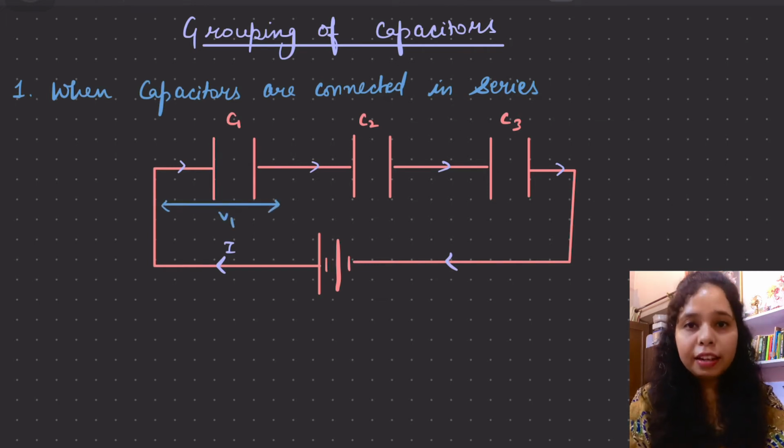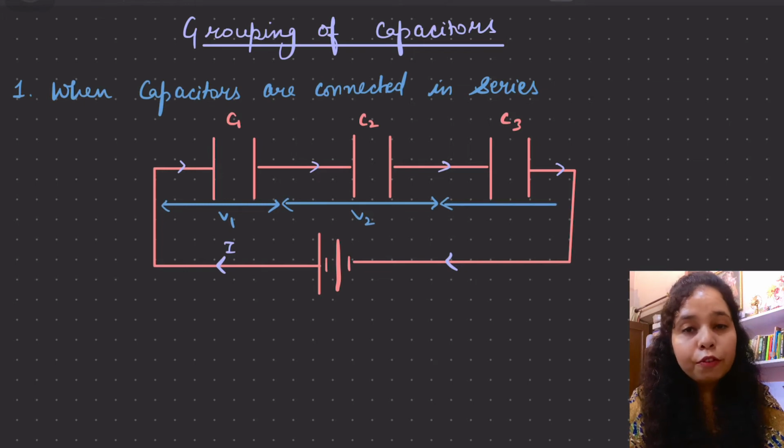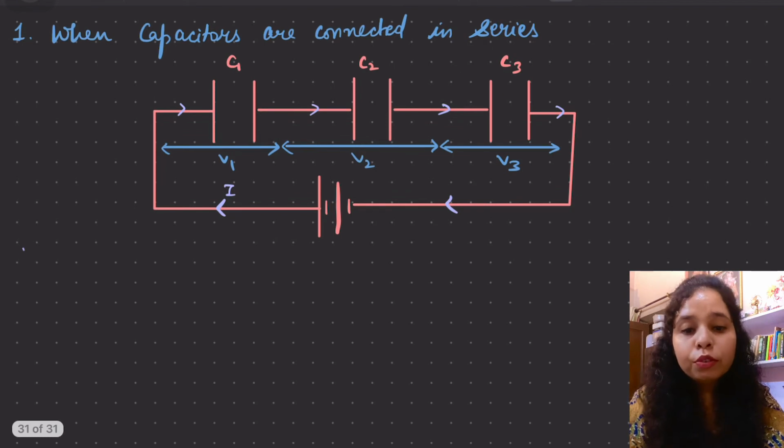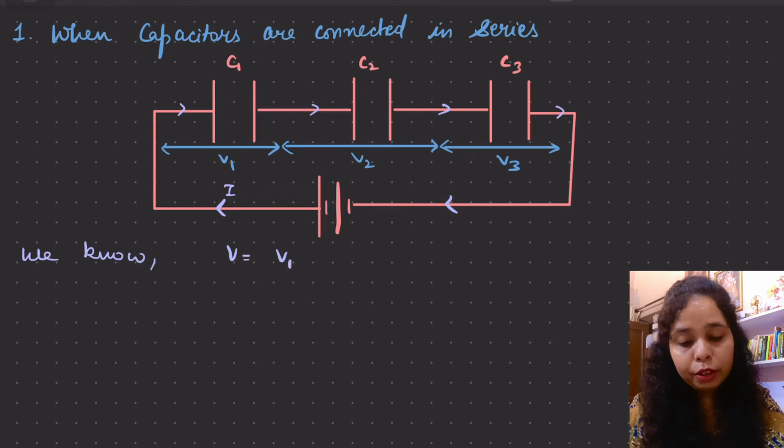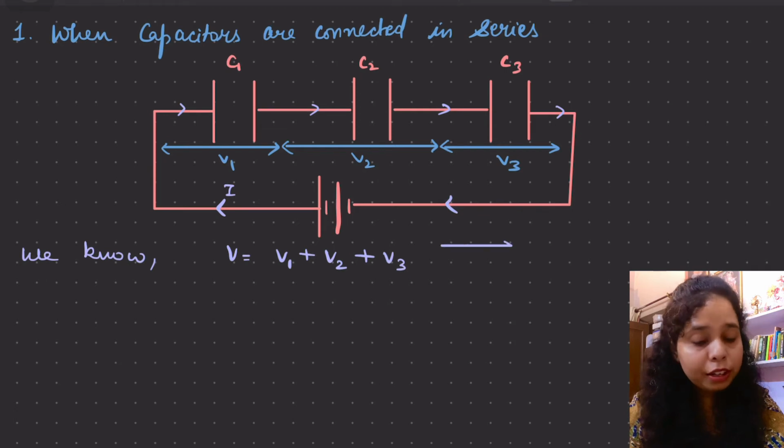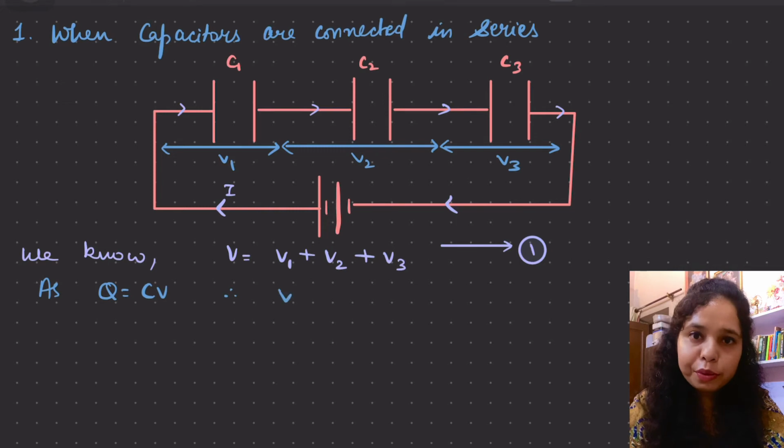So let us say that the potential difference across the terminals of C1 is V1. Similarly, the potential difference between the plates of C2 is V2 and V3 for C3 respectively. Now we know that Q is equal to CV, or we can say V is equal to V1 plus V2 plus V3, because the same current is flowing. Therefore, the potentials across the 3 capacitors are different. And also coming back to the equation Q is equal to CV, we can say V is equal to Q upon C.